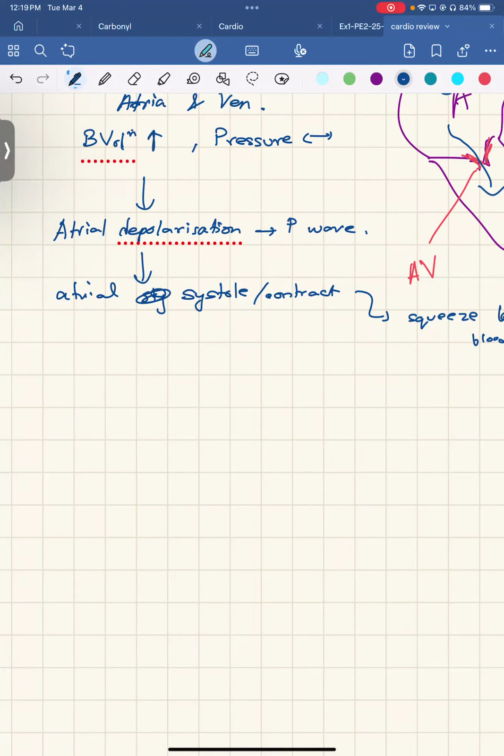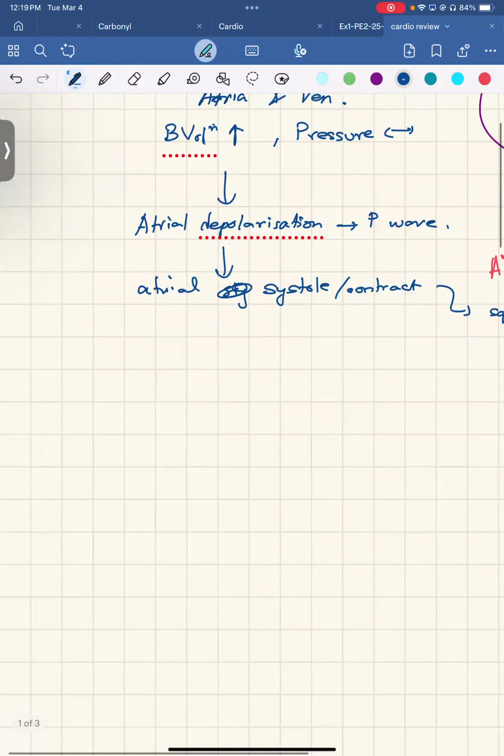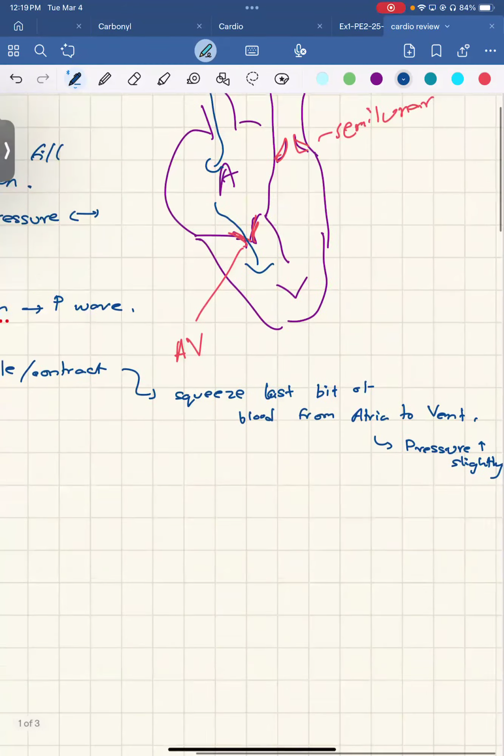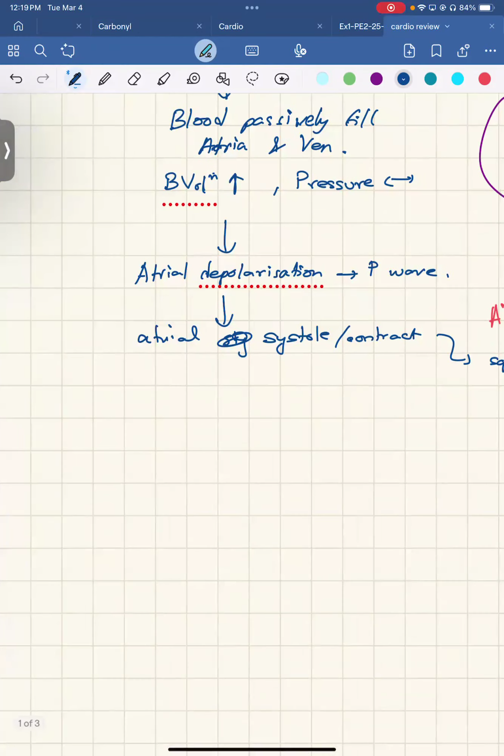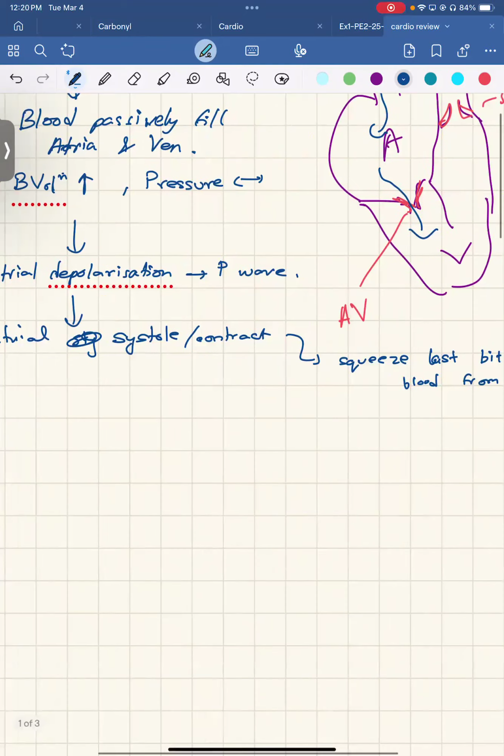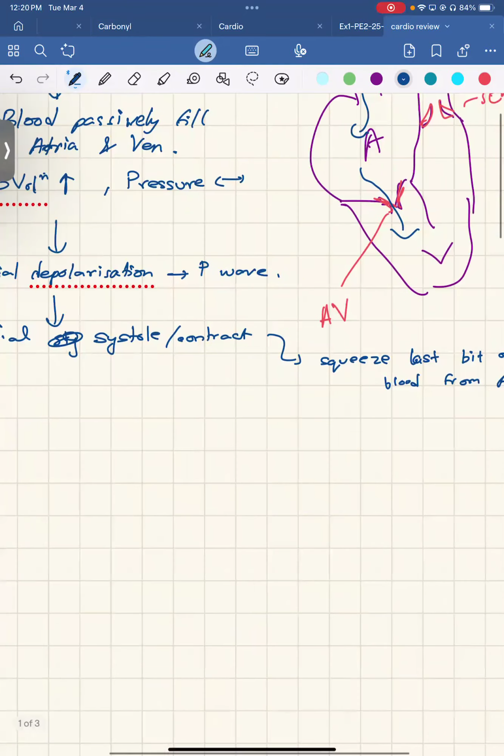Which is not true. That's a very good misconception. I think a lot of people have it, so that's a very common thing. That's why I like starting with everything open, with only the semilunar valve closed, obviously, and both chambers filling at the same time. Cool. And then the atria has contracted a little, squeezing the last bit of blood.